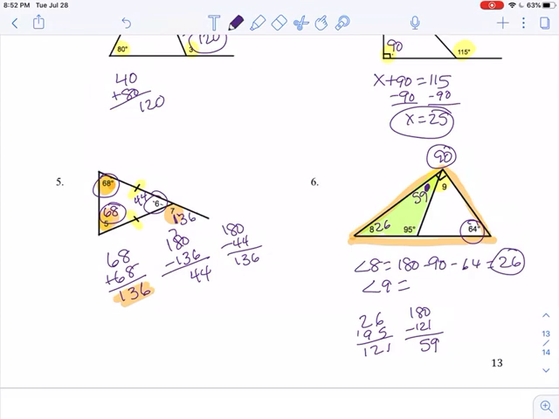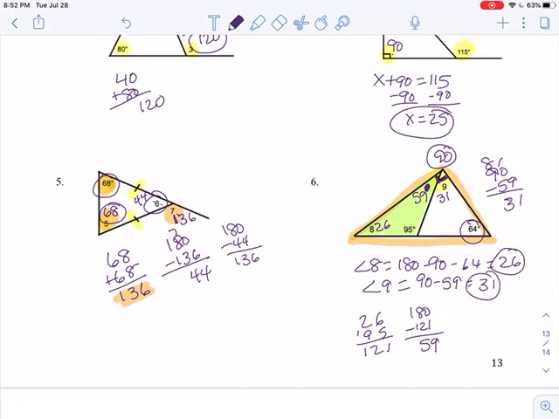Okay, and then angle 9, these two together form a right angle. So 90 minus 59 is going to be 31 degrees. So that would be angle 9. Angle 9 is 90 minus 59.